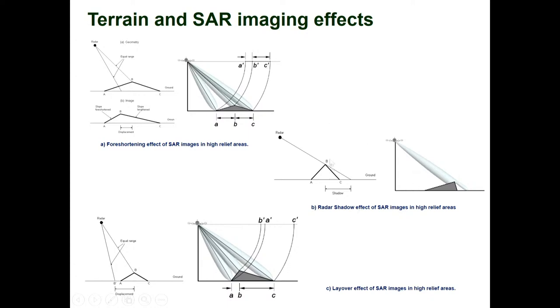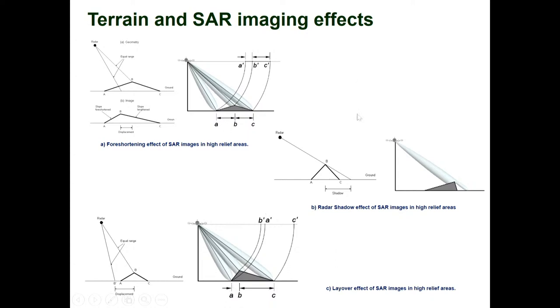And then you may have the shadow problem as well. If your topography is like this and your sensor is looking like this, then this region will be under shadow. And then layover: you can see here this is your surface and your sensor is looking like this. So this part will appear before the part which is on the ground. So this is called layover.